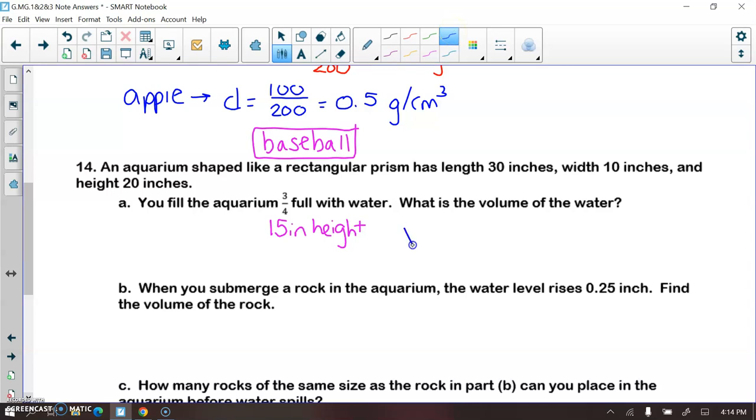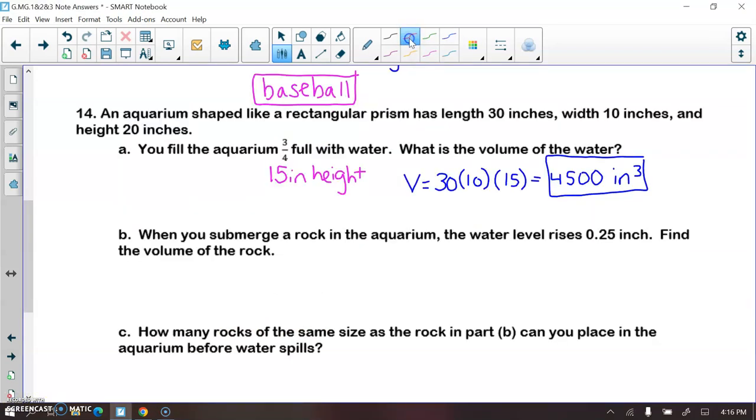So finding the volume then, in a rectangular prism, I'm going to do the length times the width times the height, which is 15. So 30 times 10 times 15 comes out to be 4,500 inches cubed. Okay. When you submerge a rock in the aquarium, the water level rises 0.25 inches. We want to find the volume of the rock.